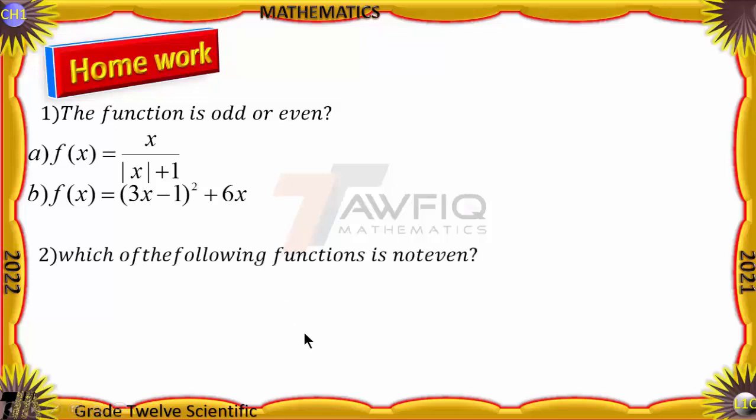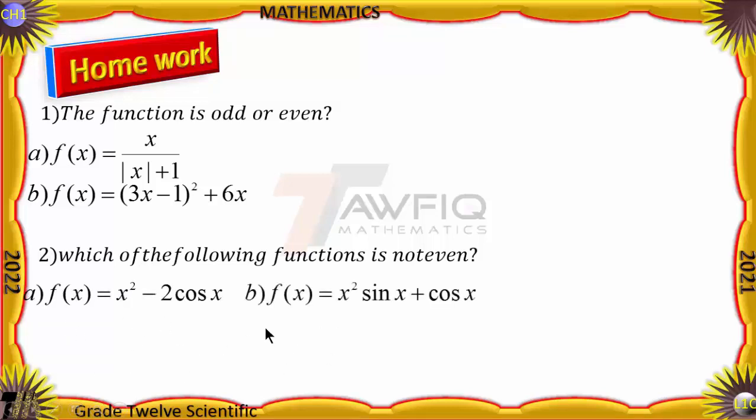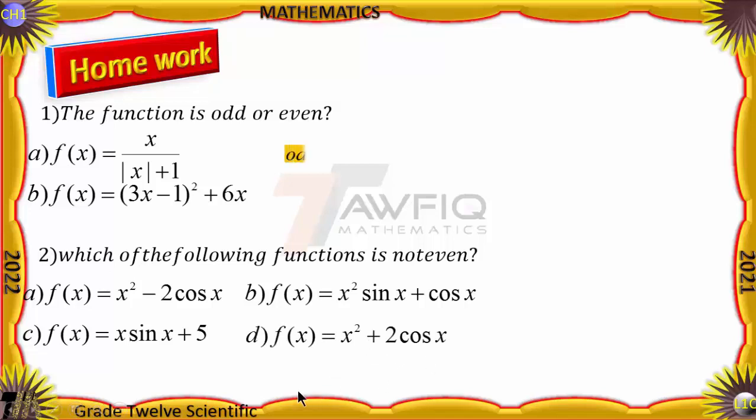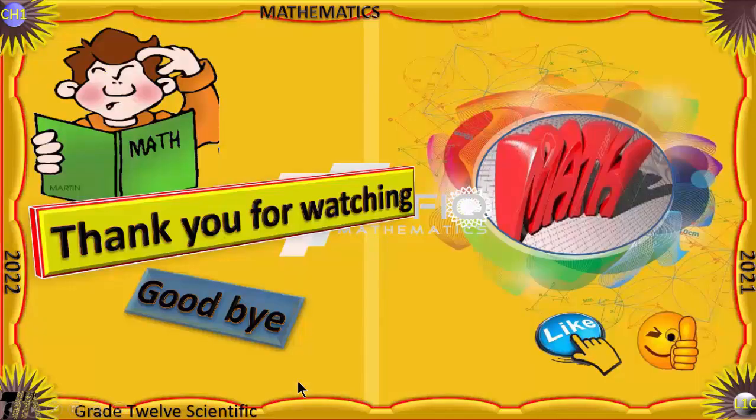2. Which of the following functions is not even? A. f(x) equals x squared minus 2 cosine x. B. f(x) equals x squared sine x plus cosine x. C. f(x) equals x sine x plus 5. D. f(x) equals x squared plus 2 cosine x. Here we reach the end of the lesson.